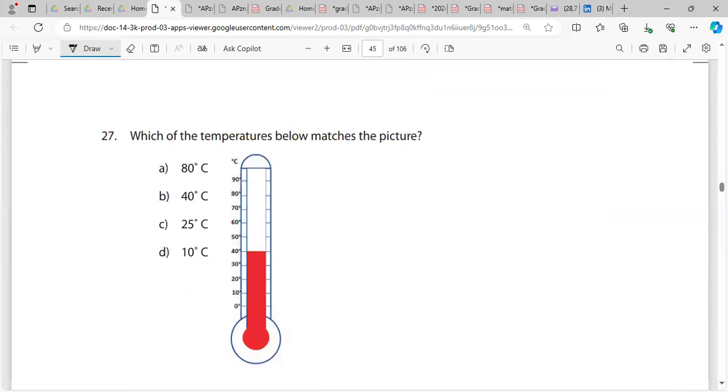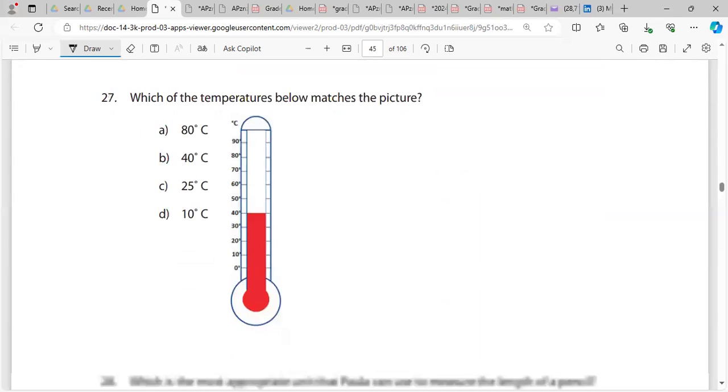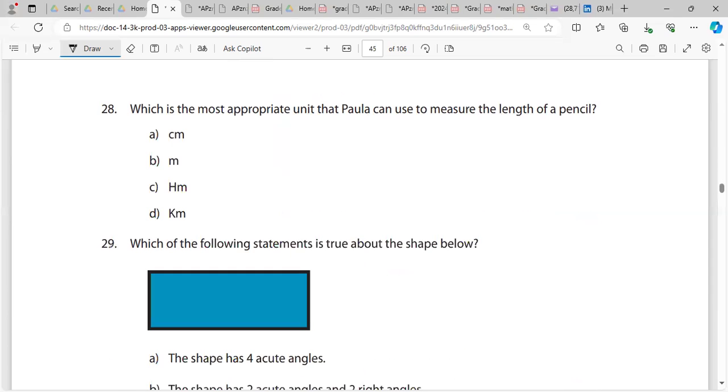All right, let's go. 27, which of the temperature below matches the picture? So we have 40 degrees right here. So that is C. Let's move on to 28. I'm not sure how many questions there are. Which is the most appropriate unit that Paula can use to measure the length of a pencil? And in my estimation, centimeters. Meter is too big, right?